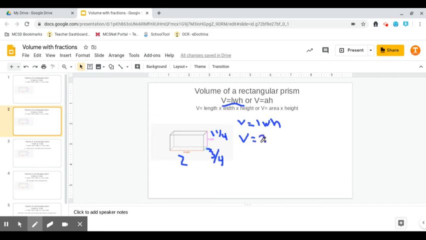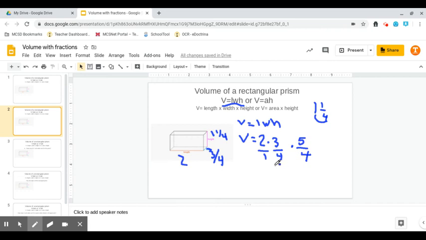So the length is 2 times 3/4, times 1 and 1/4. Well, we have 1 and 1/4, but we can't use it in that form. We need to make this an improper fraction. So 4 times 1 is 4, plus the other one is 5. So it is times 5/4. So I have 2 over 1 times 3/4 times 5/4.